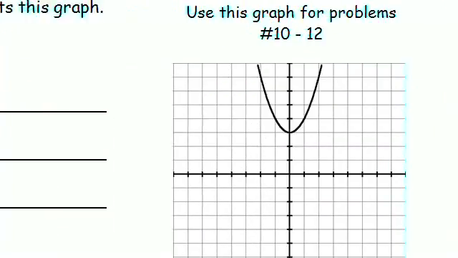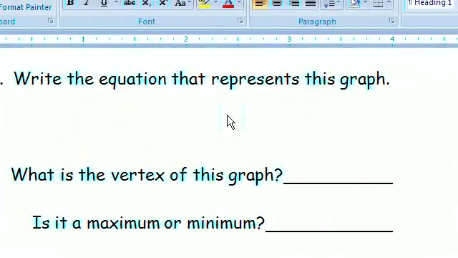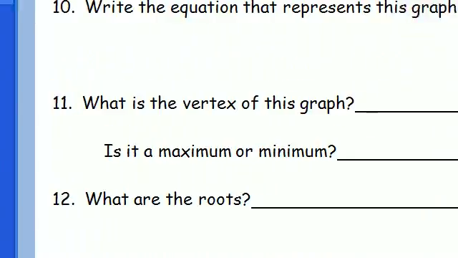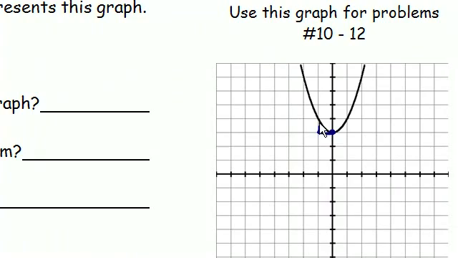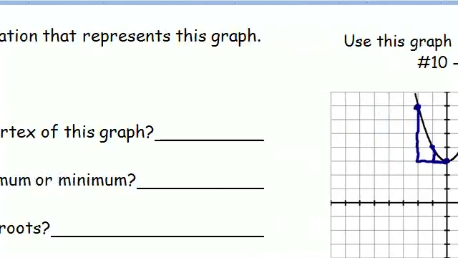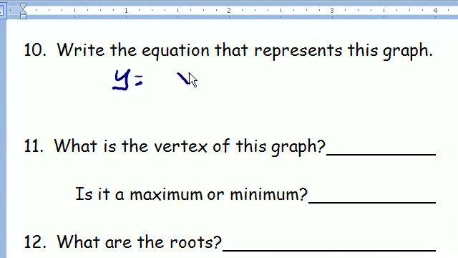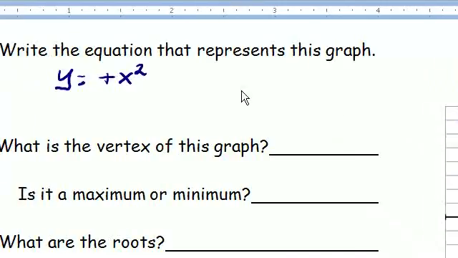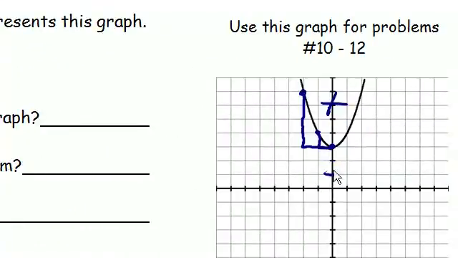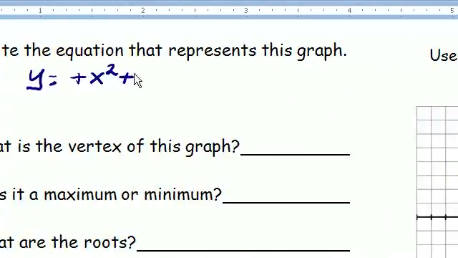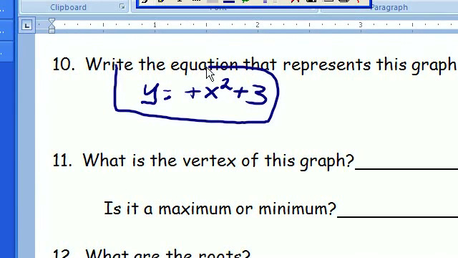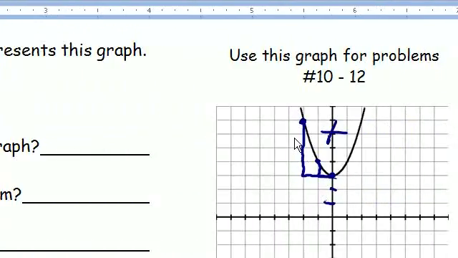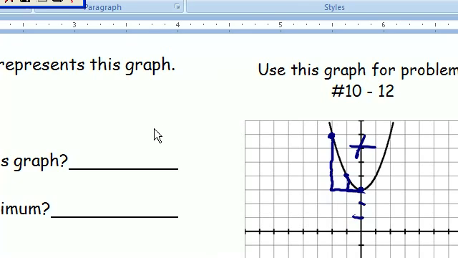Okay, let's move right along down to number 10. Write an equation that represents this graph. Oh, good. Over 1 up 1, over 2 up 4. Okay, so we just affirmed that our equation is just going to be plain old x squared. It's concave up, so it's going to be a positive, and it's shifted up 1, 2, 3 units, so it's a positive shift of 3. Y-intercept of 3, so we shifted up 3 units.